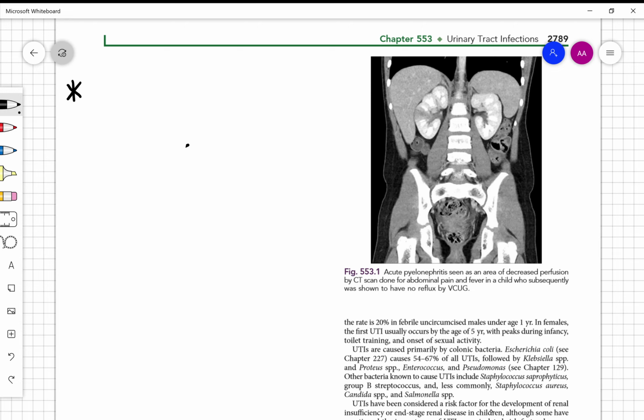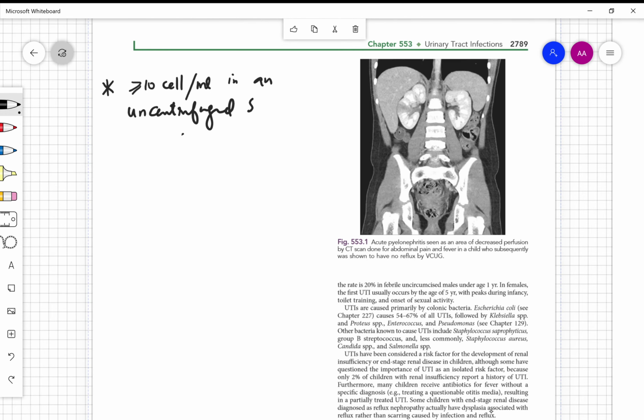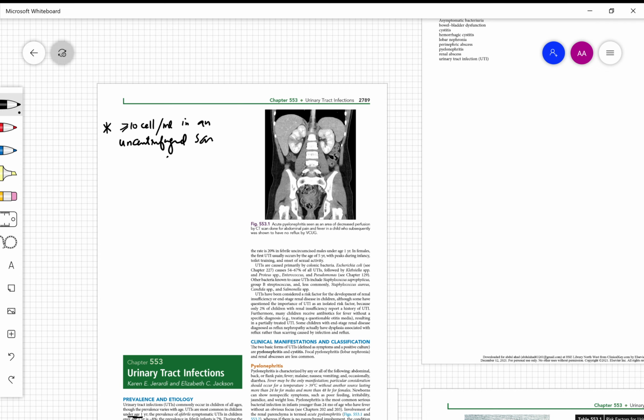So number one, pyuria we define as greater than 10 cells per ml in an uncentrifuged sample of urine, or greater than 5 cells, or some authorities say 3 to 6 cells per high power field, in a centrifuged sample.